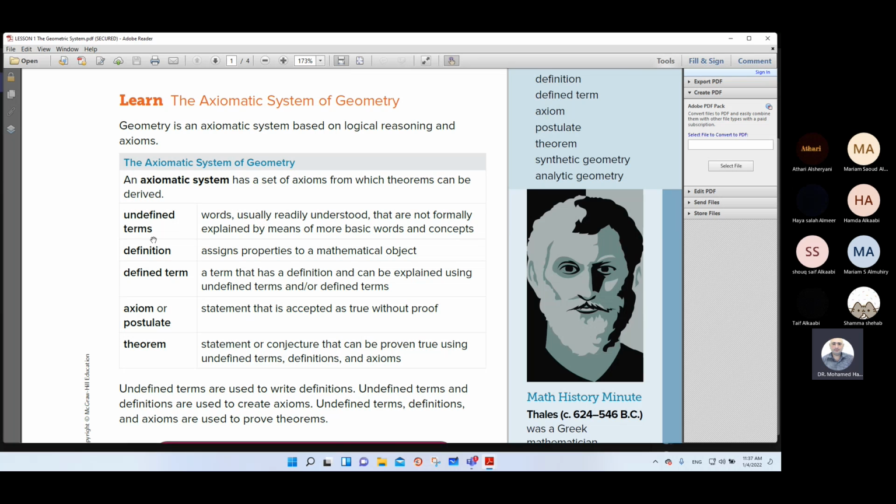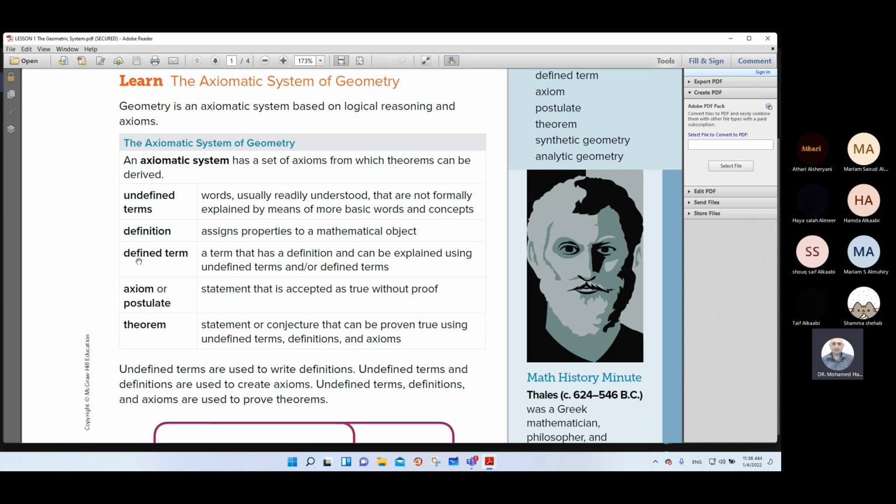So as you see here, we have 4 new words. Undefined terms. What's the meaning of undefined terms? Words usually readily understood that are not formally explained by means of more basic words and concepts. And we have the definition, which assigns properties to a mathematical object.